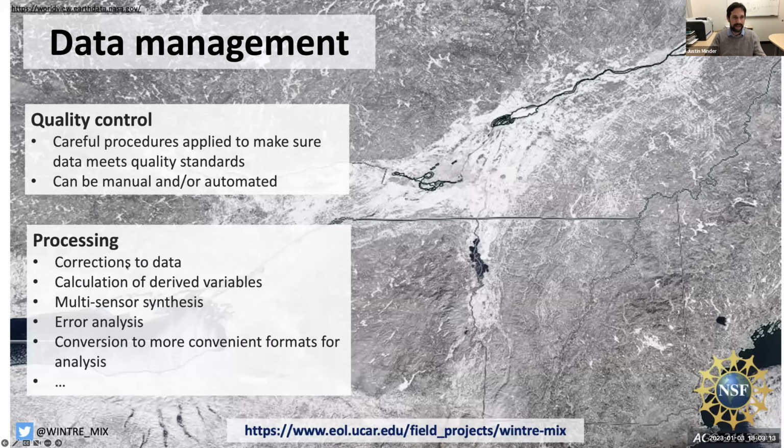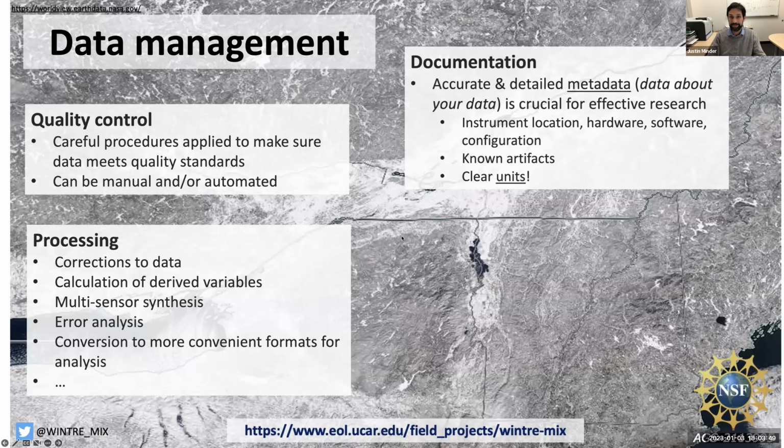Processing, these are things you might want to do to the data, make corrections to issues you found with it. Calculation of derived variables from the variables that you observe. You launch a sounding, you measure the temperature, the pressure, the humidity. Maybe you want to use that to calculate the convective available potential energy of the atmosphere. That's something you might do after the fact in post-processing. Multi-sensor synthesis, where you're bringing data from different sensors together. Error analysis, conversion of your data from its native format to something that's more useful for you and other researchers to use. These are all aspects of processing that you might do after a project.